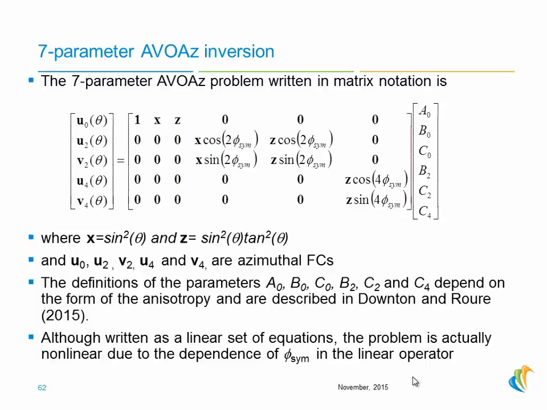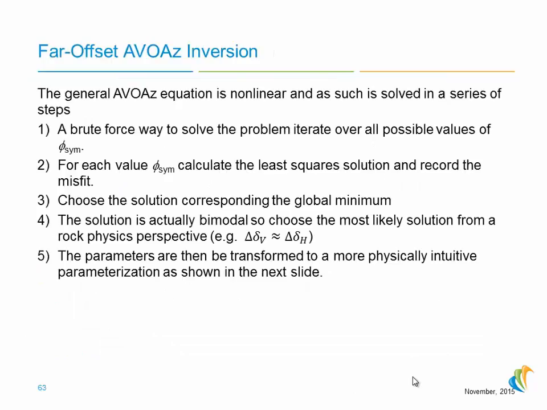I'll just say that this appears to be a linear set of equations, but we do have the azimuth sitting within here, so it's actually nonlinear. So the way that we go ahead and solve this, or a brute force way of doing it, which is easy to understand, is that you can essentially do a least squares inversion where you iterate through different values of the symmetry axis. And then for each value, you do the least squares inversion, you calculate the misfit, and then you choose the minimum solution. And where you get the minimum, this will correspond to where the symmetry axis is.